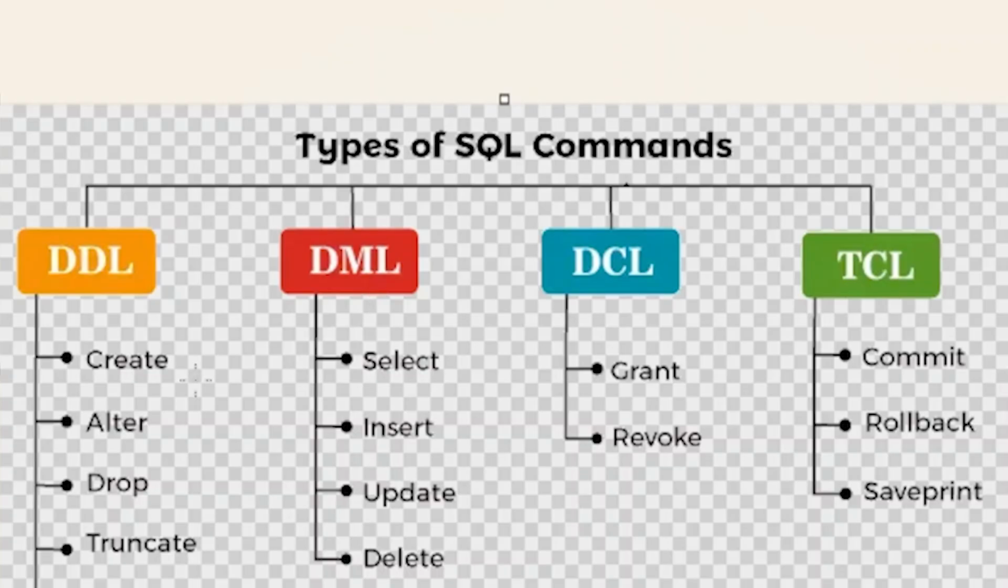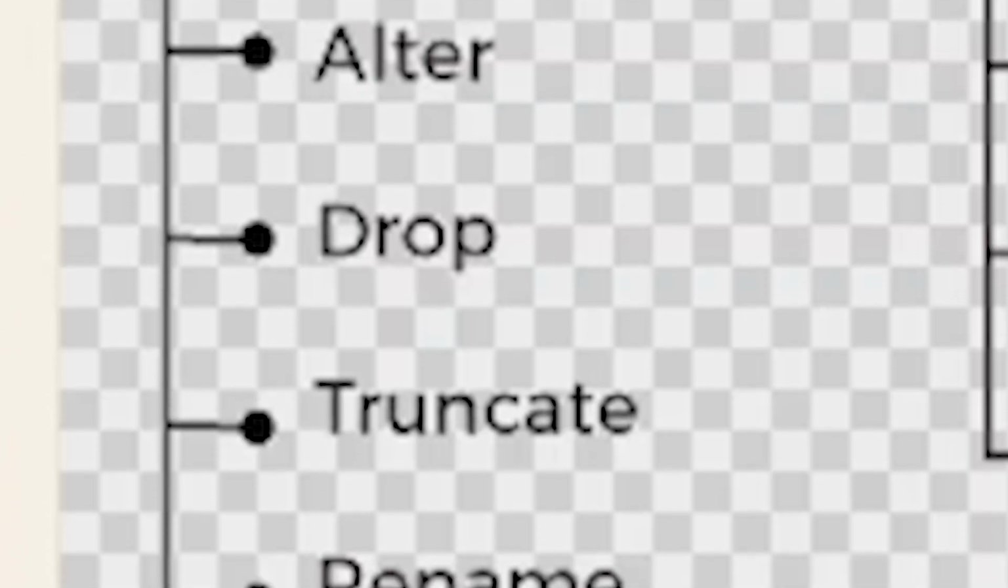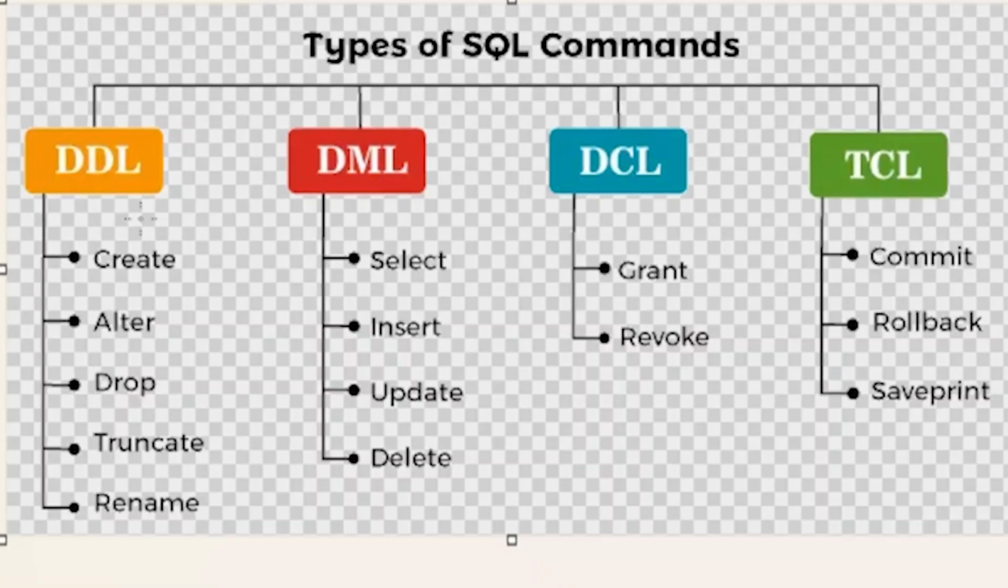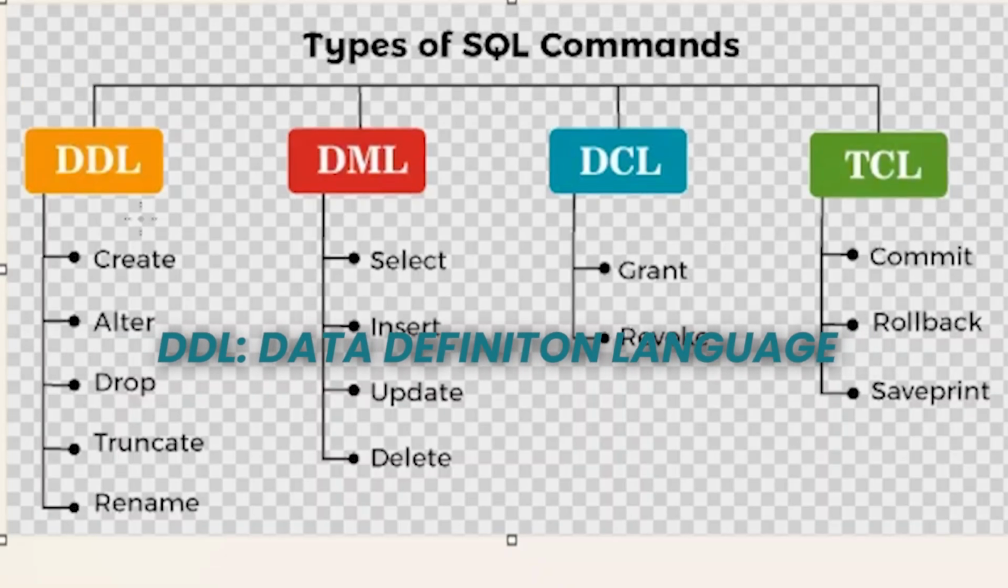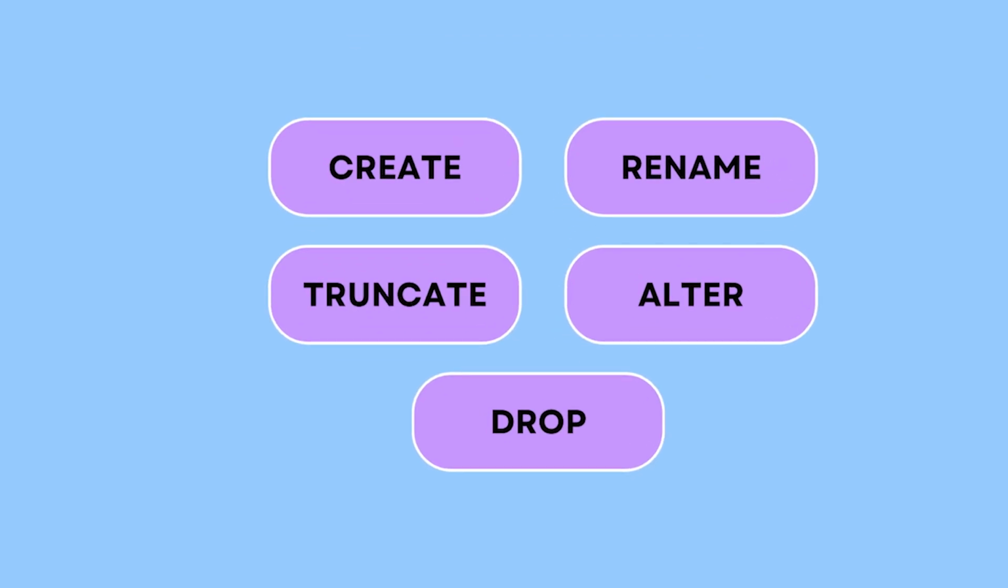Under DDL, what queries can we write? Any examples? We can write create, which creates a table, we can alter the table columns, we can drop the table, we can truncate the table, and we can rename the table and the column names. These all come under DDL, data definition language. What are those? Create, alter, drop, truncate and rename.